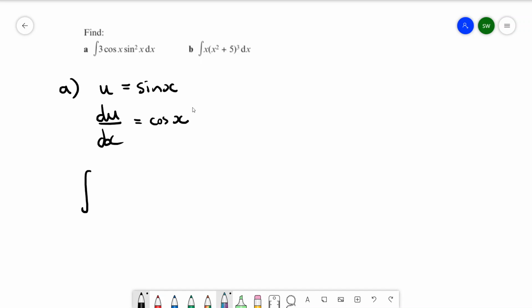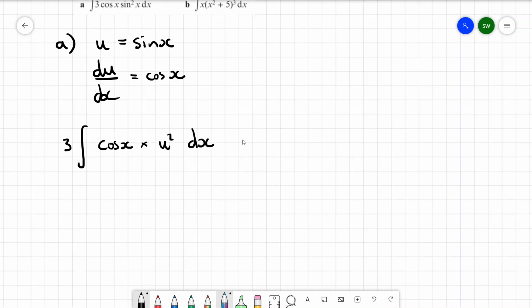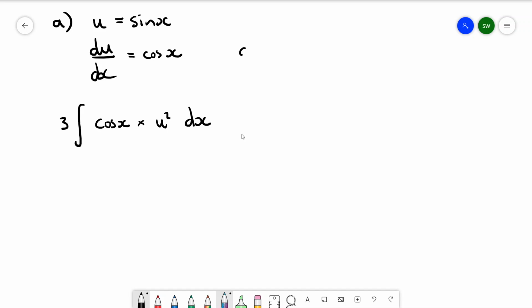So our integral is going to become 3. In fact, I'm going to take that 3 outside the integral. You could leave it in if you wanted, it doesn't really matter. And then I'm going to leave the cos x as it is, and I'm only going to replace sine x with u. So sine squared x is going to be u squared, and that's dx. So we need to replace dx with something to do with du. So let's rearrange du by dx to get dx on its own. So dx is equal to 1 over cos x du if we rearrange that.